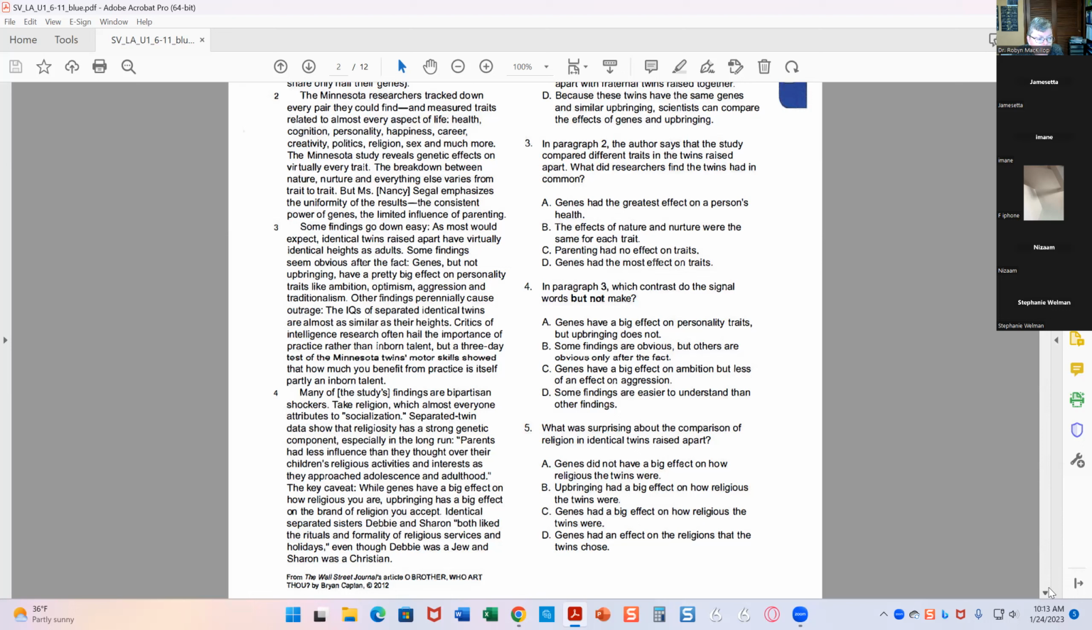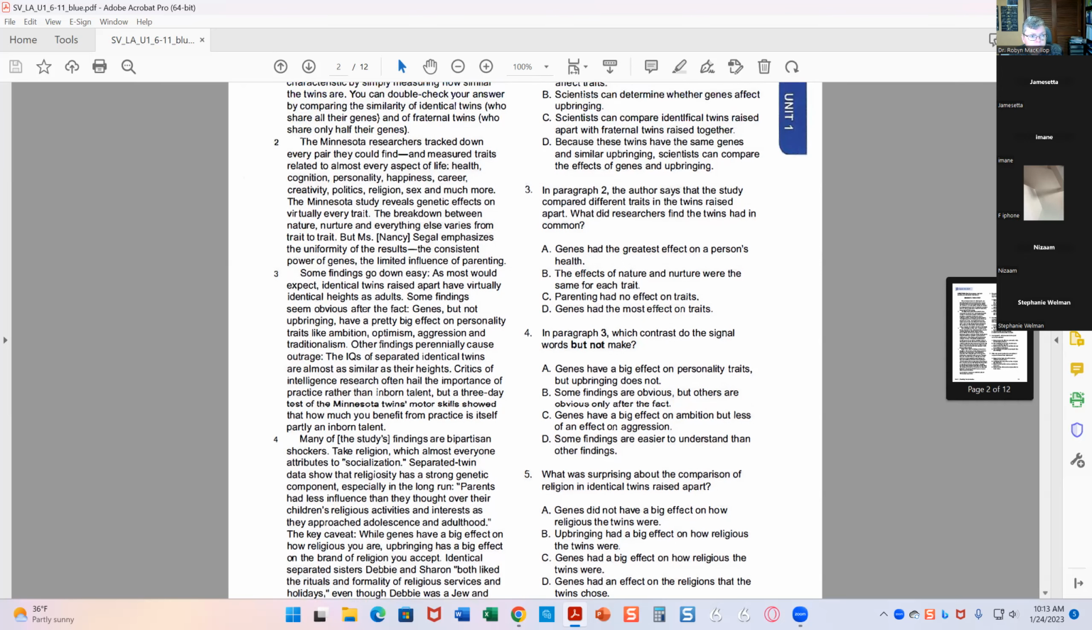religion you accept. Identical separated sisters, Debbie and Sharon, both liked the rituals and formality of religious services and holidays, even though Debbie was a Jew and Sharon was a Christian. So this was a study that was written about in 2012. So it's not terribly old. And twin studies are always interesting.